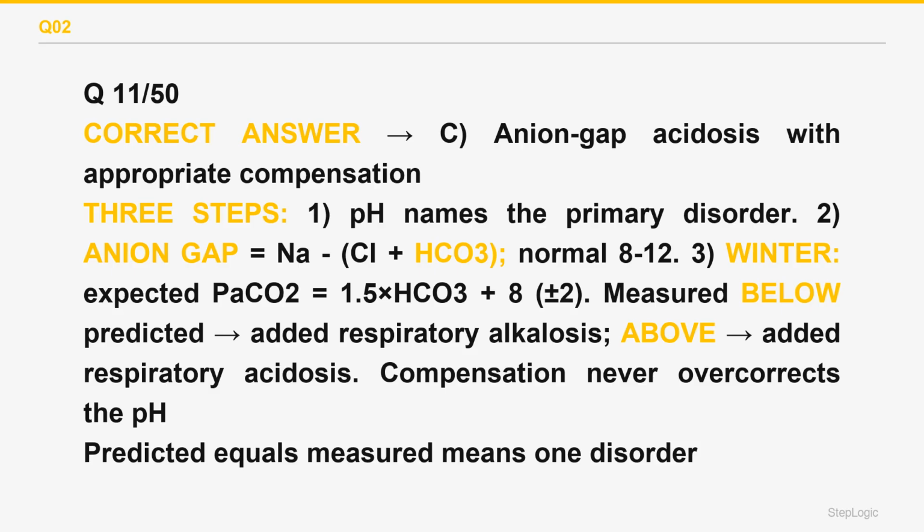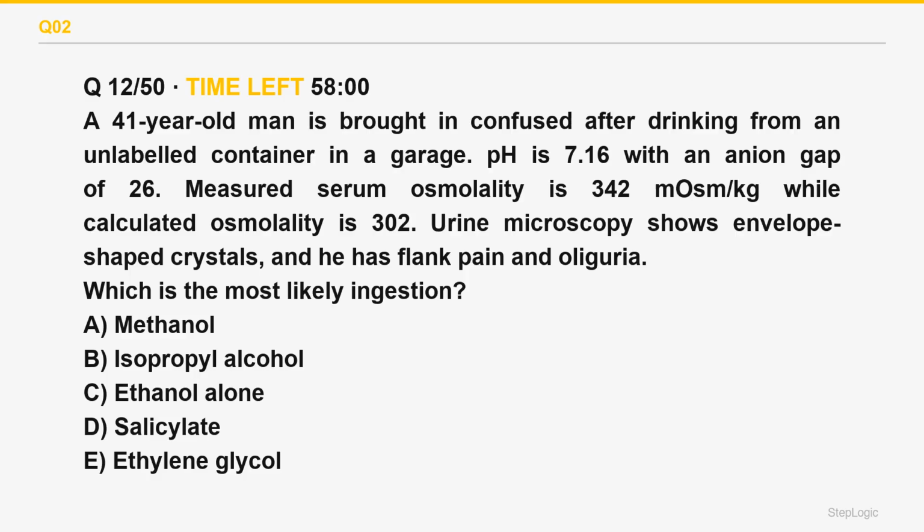Choice D inverts which value is primary. Compensation never drives the pH past neutral, so an acidemic pH cannot arise from a primary respiratory alkalosis. If you see an acid-base problem, it leads to primary disorder, then anion gap, then compensation, always in that order. Which is the most likely ingestion?